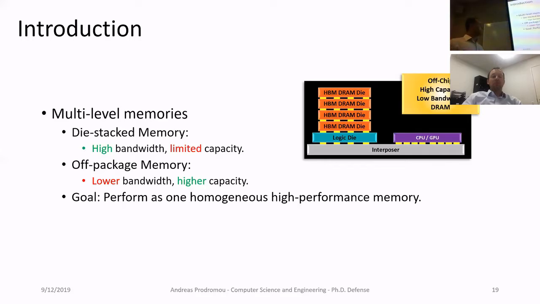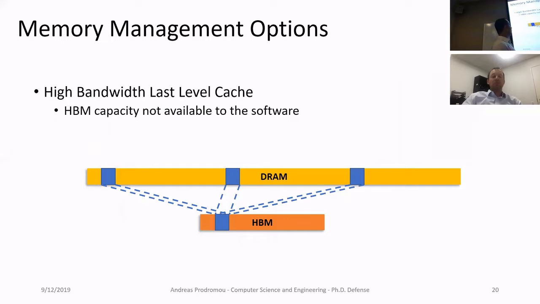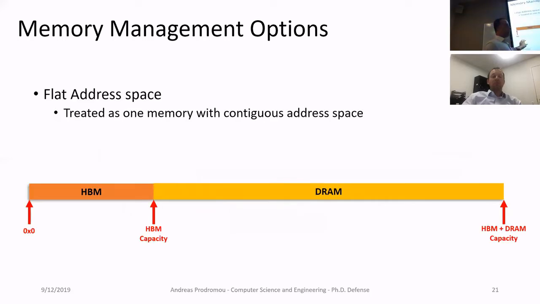When we have a multi-level memory architecture, there are two ways to manage it. The first one is by using the HBM part as a high bandwidth last level cache, in which case the capacity of the HBM is not available to the software. The other approach, and the one we actually study in this paper, is flat address space, where everything is presented as a contiguous address space. It just happens that some data physically lies in the HBM region.